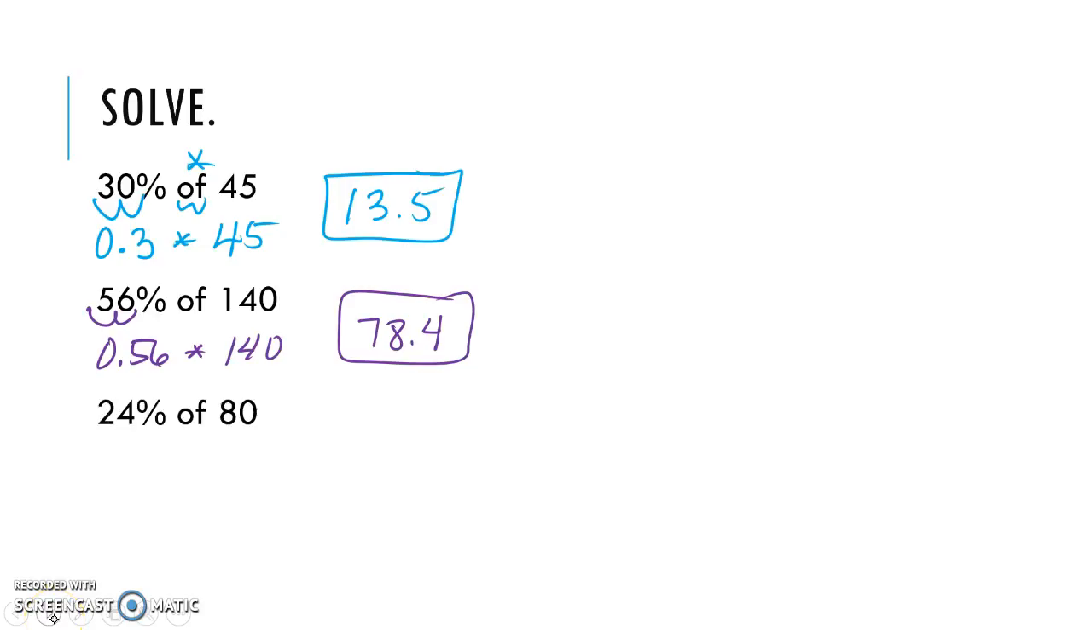And then our last problem here, 24% of 80. We're going to change that 24% to 24/100ths of, which is multiply, 80. So 24/100ths multiplied by 80 should give you 19.2 or 19 2/10. Again, if you have that 0 at the end after that 2, that's completely fine.